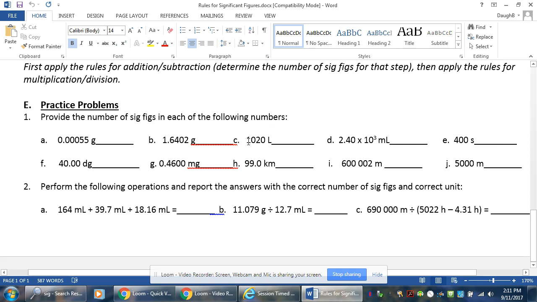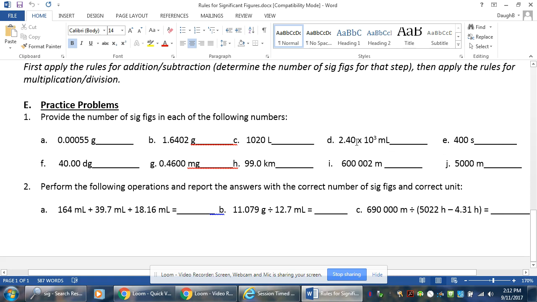C, 1020, all right? This zero is surrounded by significant figures, so that means all 3 of these are significant. This one is to the right before an understood decimal. It's not here, but it's understood. Therefore, this one is not significant. This falls under Rule 5. So this is 3 significant figures.